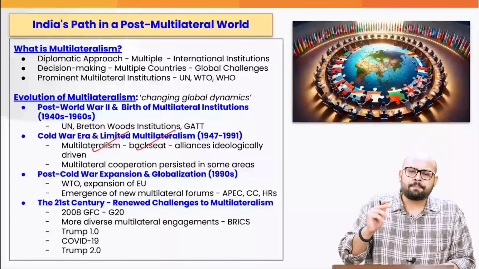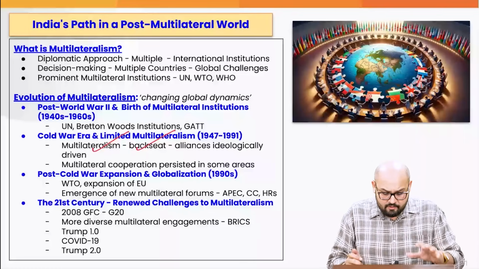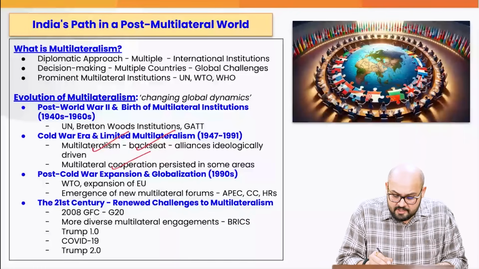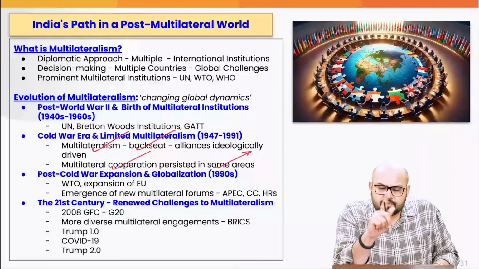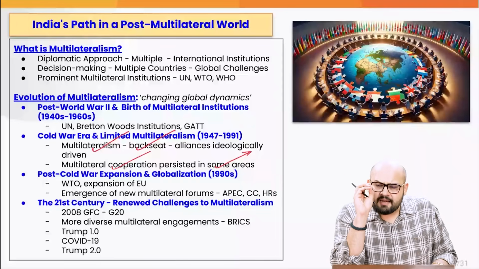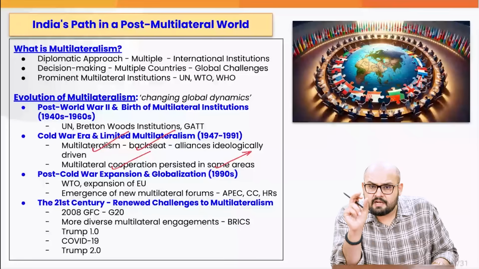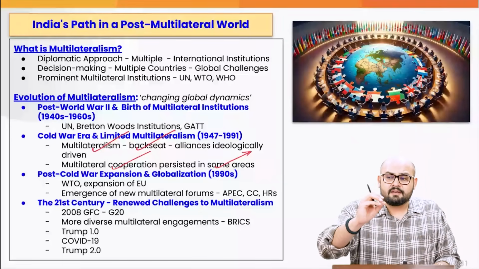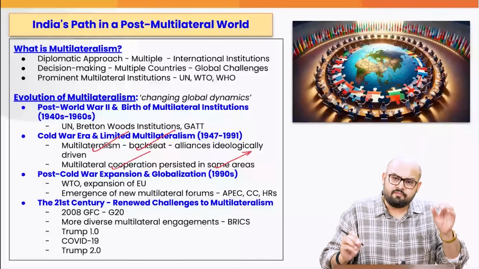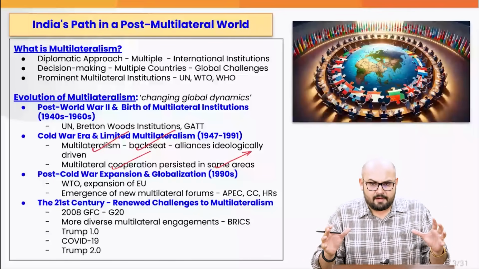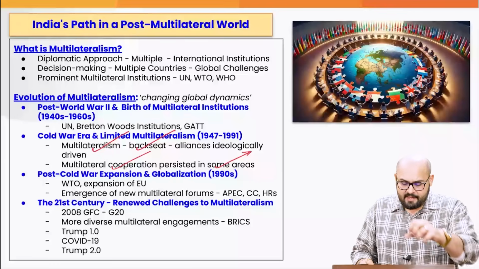Next, even in this period, what we saw was multilateral cooperation in some areas. You would ask, which were those areas? After the Second World War, there was a great impetus on reconstruction and development. So when we are talking about the reconstruction and development of the European countries, there was this aspect of multilateralism. Different countries were coming together and cooperating in some domains.